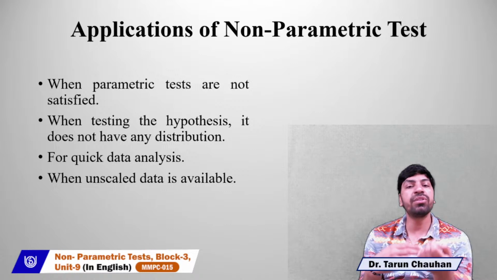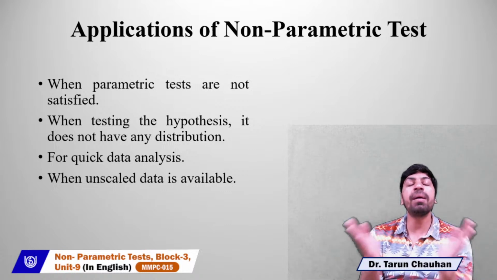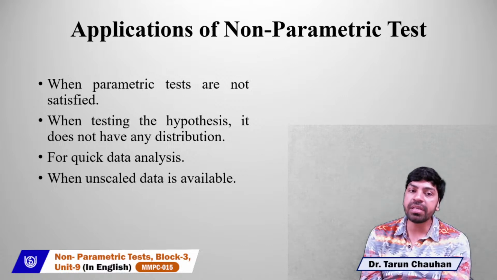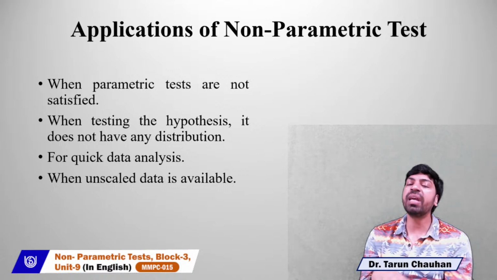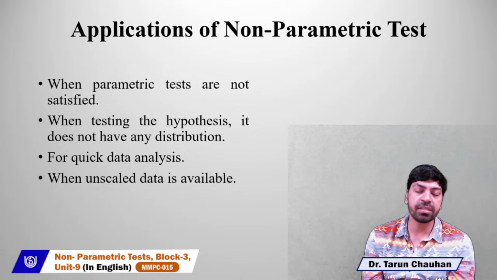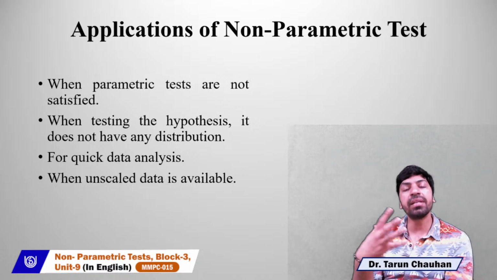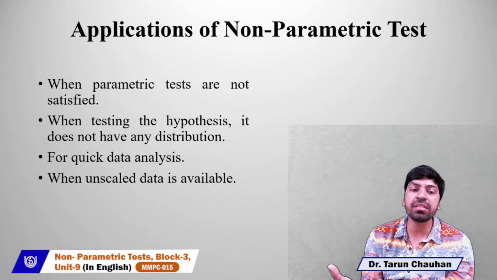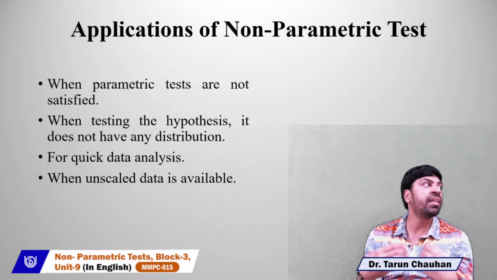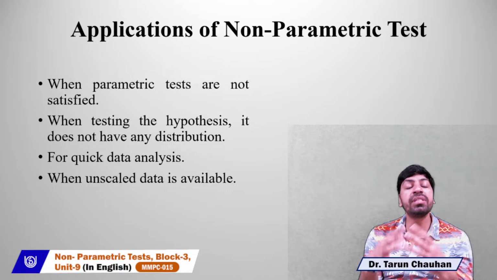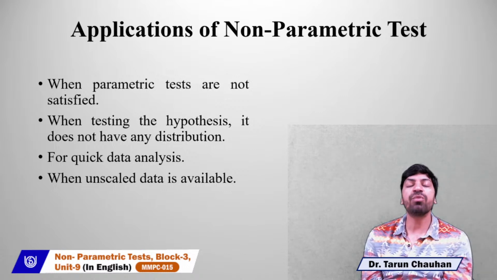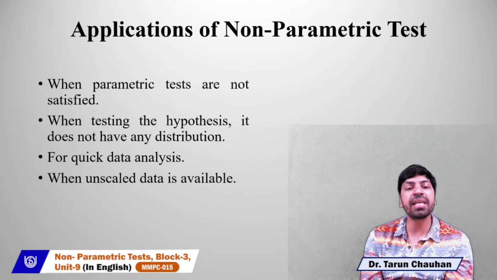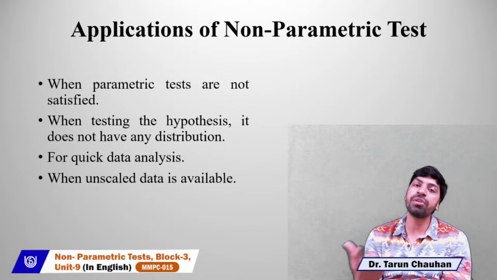So automatically there is no need to apply a distribution model, and then we can apply the non-parametric test. These tests also allow very quick data analysis, so the data analysis process would be much faster and the results could come out easily. Next, when unscaled data is available, so when there is no scaling of data applicable or available, then we can apply the non-parametric tests.